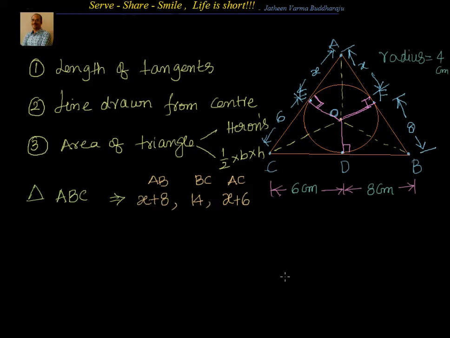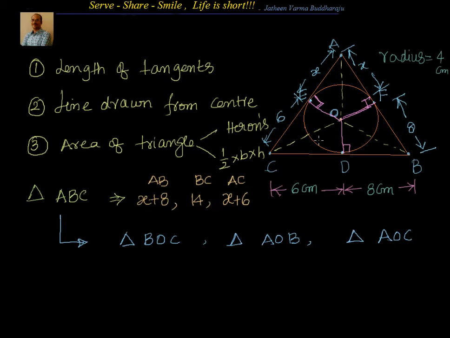When we do that, we divide the triangle ABC into three parts. What are the areas of these triangles? We will find it out. Triangle ABC is divided into three triangles: triangle BOC, triangle AOB and triangle AOC.